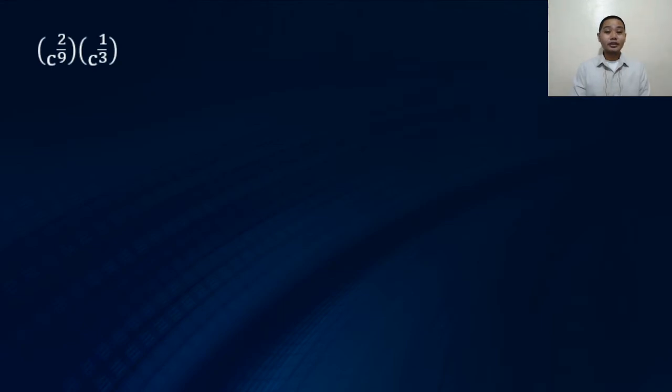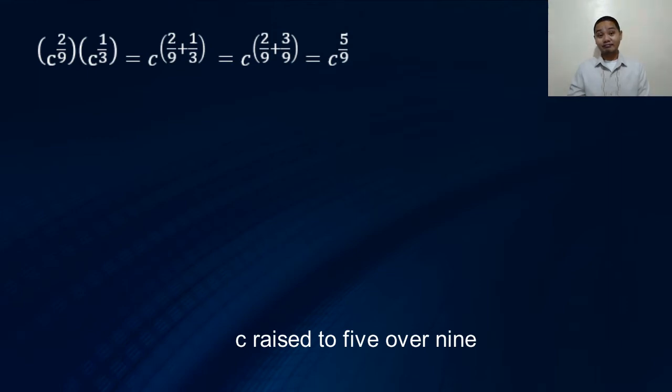So we have the quantity of c raised to 2 over 9 times the quantity of c raised to 1/3. So ang gagawin natin yan dito is we apply the product rule. Kapag product rule, same base, i-add yung exponents. So in this case, this will be c raised to 2 over 9 plus 1/3. We can rewrite that as 2 over 9 plus 3 over 9. So therefore, the answer will be c raised to 5 over 9.